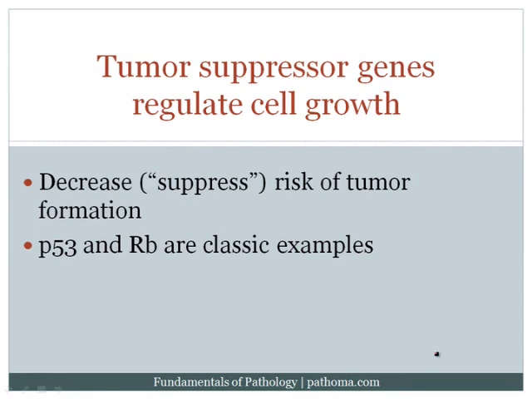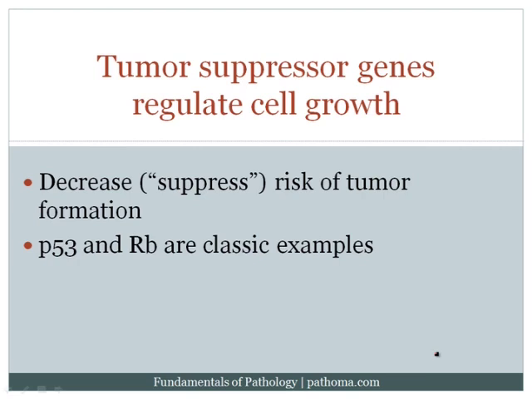Another key regulatory system that can be damaged are tumor suppressor genes. And what do tumor suppressor genes do? They regulate cell growth. And so this is the discussion that we now want to have: what are tumor suppressor genes and how could they result in tumor formation?